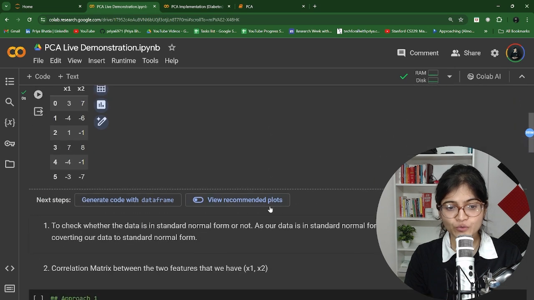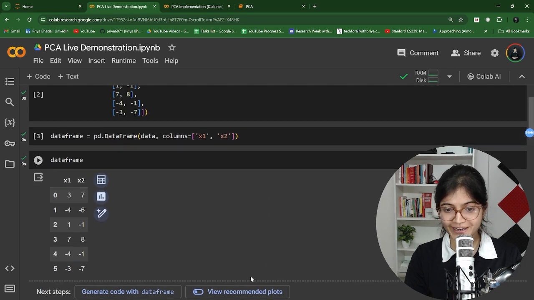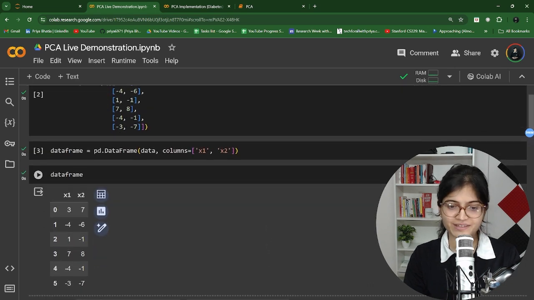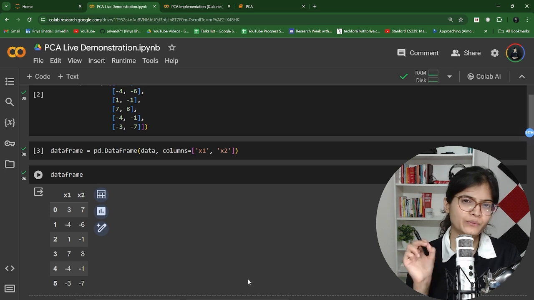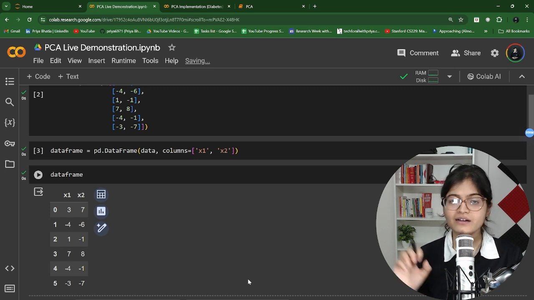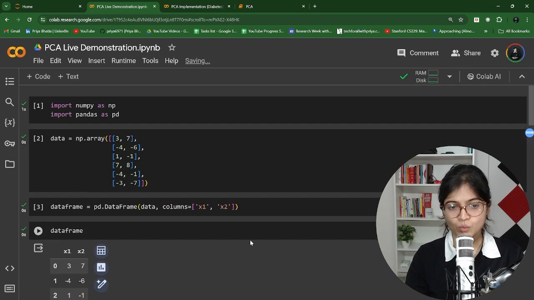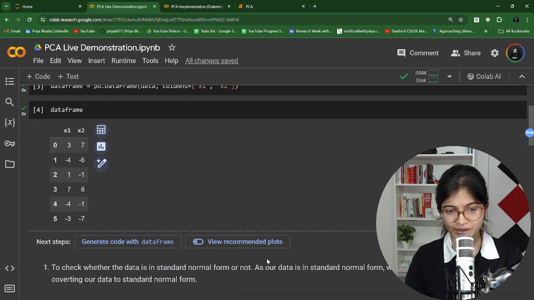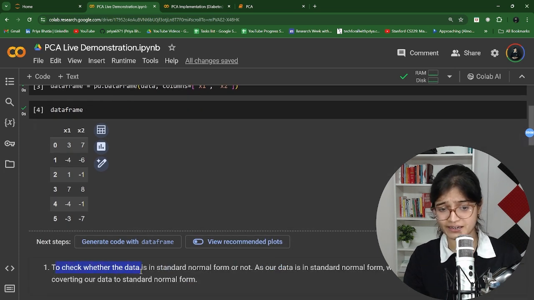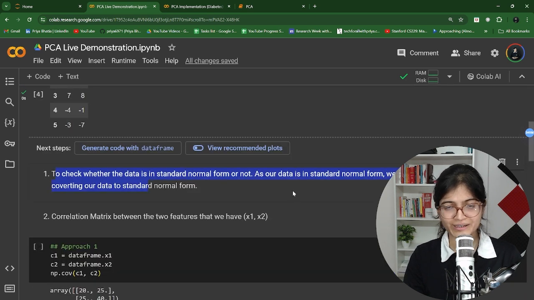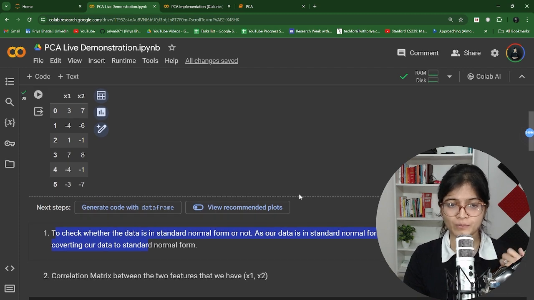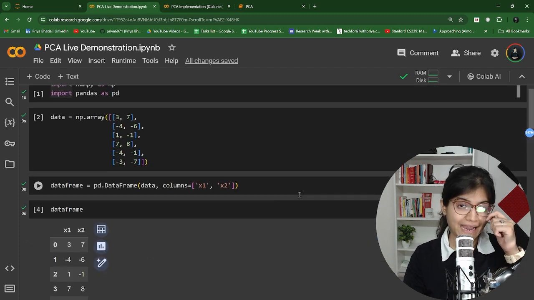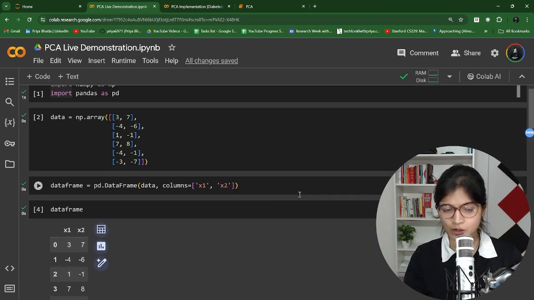Now, the very first step in our PCA part is to make sure that we will be having the data in a standard normal form. Now, what is the meaning of standard normal form? Let me try to showcase you. So I have mentioned, right, to check whether the data is in SNF or not. Now here you can see, as our data is in SNF, we are skipping that step to convert our data to a standard normal form.